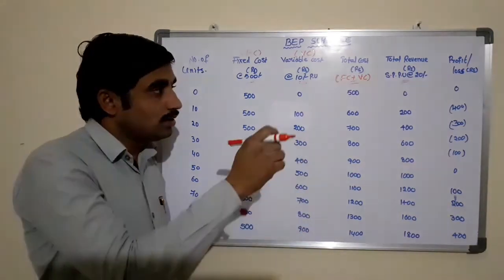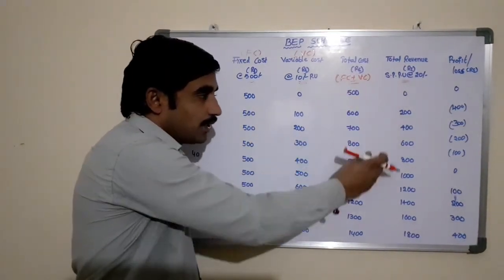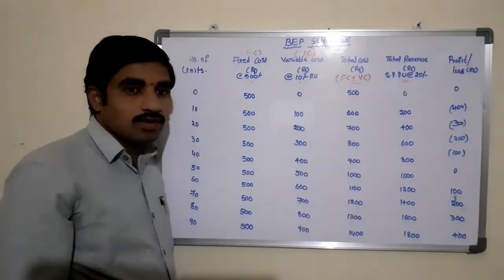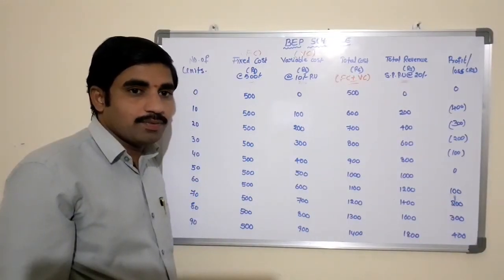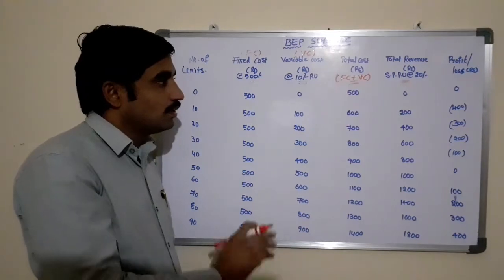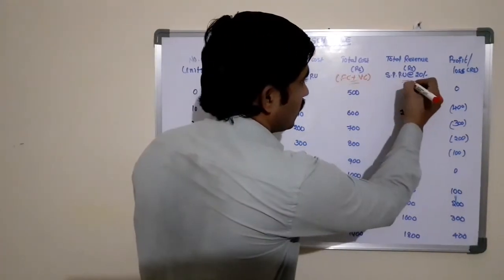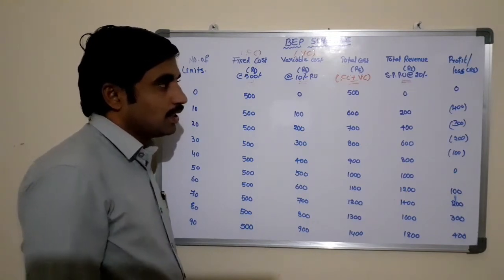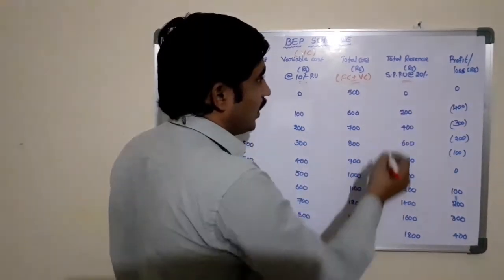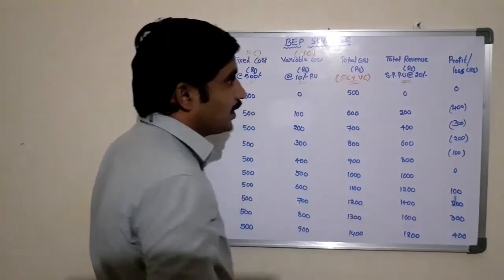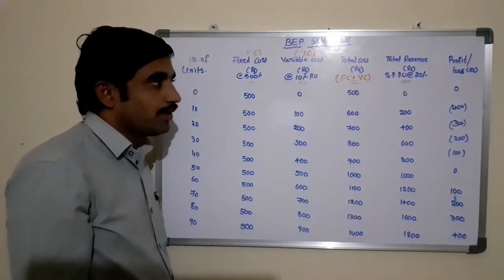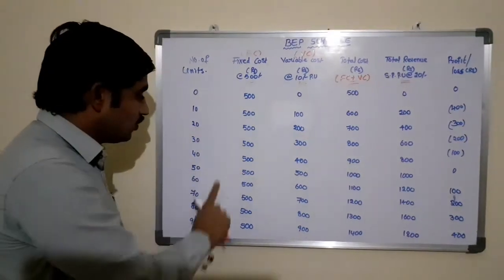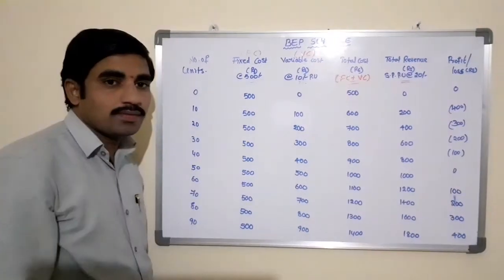Means the selling price per unit always remains constant to determine the break-even point. Here in this case, we have taken 20 rupees per unit as the selling price. Selling price per unit is 20, and this is the total revenue column, which changes according to the level of sales.